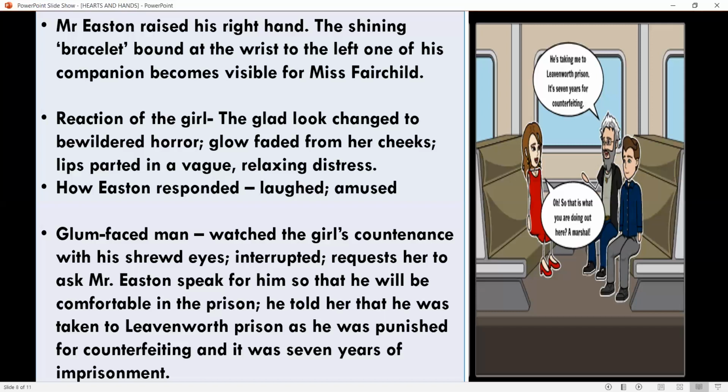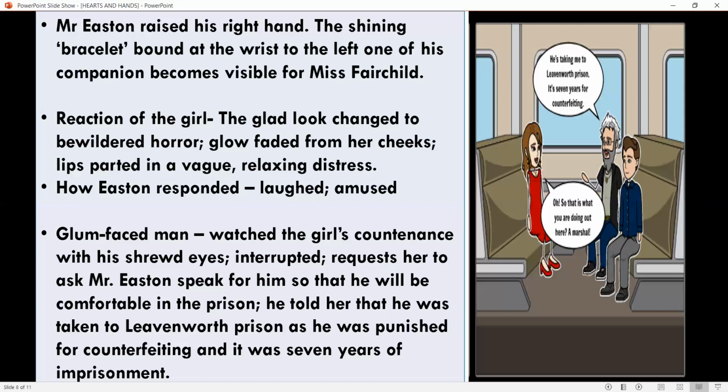You will excuse me for speaking, miss, but I see you are acquainted with the marshal here. If you will ask him to speak a word for me, when we get to the pen, he will do it, and it will make things easier for me there. He's taking me to Leavenworth prison. It's 7 years for counterfeiting.